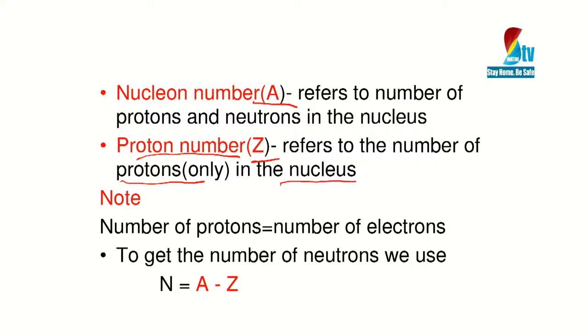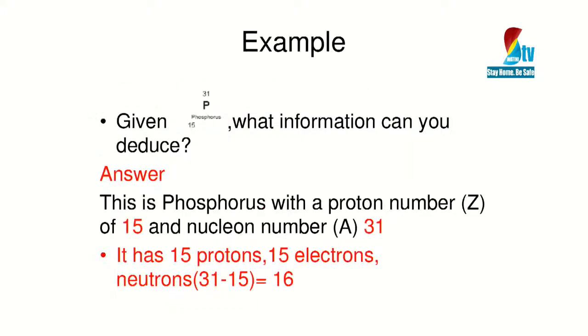What is mainly important to note is that the number of protons is equal to the number of electrons. There is no way in which we can just find the number of electrons written in the periodic table. You need to infer this. To get the number of neutrons, we therefore use this formula, whereby N, remember, represents the number of neutrons, and we've already said A is the nucleon number. This nucleon number will therefore subtract Z, which is the proton number, dear learner.